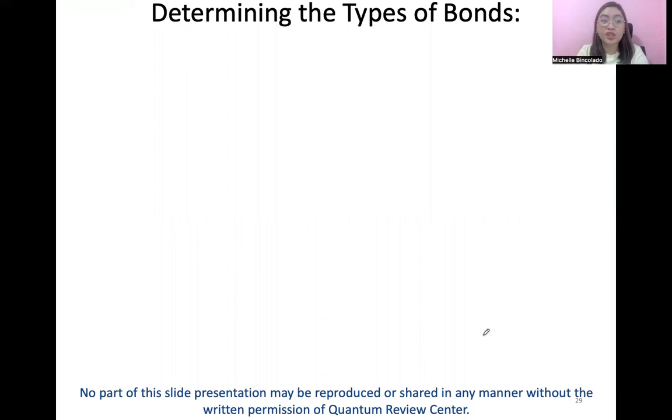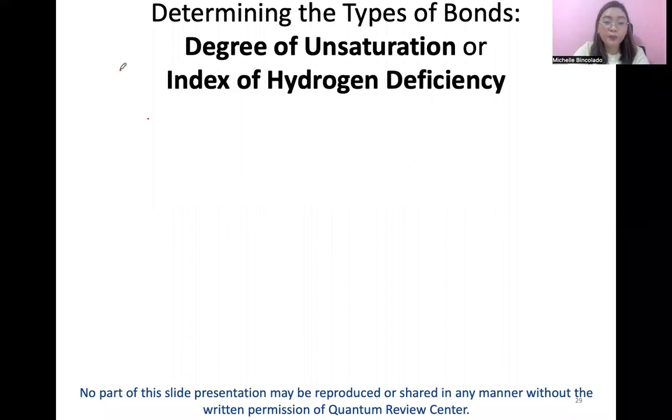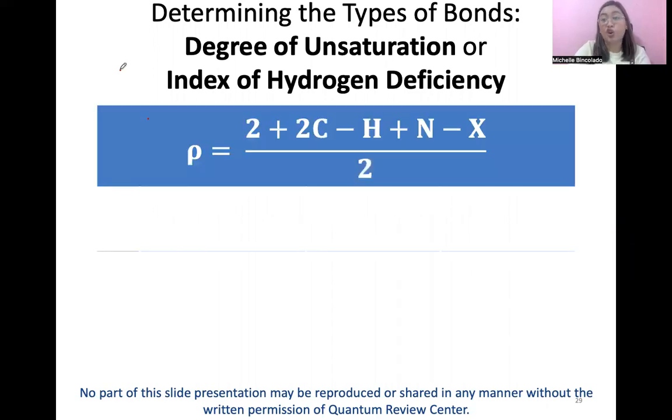Actually, you will also see this later in our chapter on alkenes. This is, guys, determining the types of bonds. The type of bond means single, double, triple. Okay? So this is what we will compute to determine the type of bonds. This is called the degree of unsaturation, also known as the index of hydrogen deficiency. The Greek letter, the symbol for this, guys, is rho. So I'm hoping you are familiar with rho.